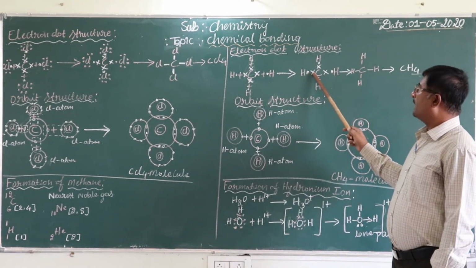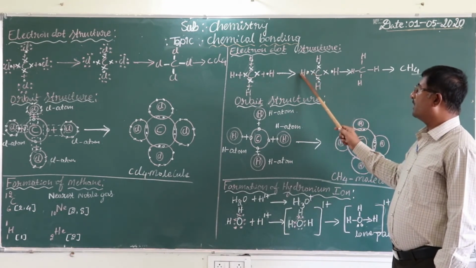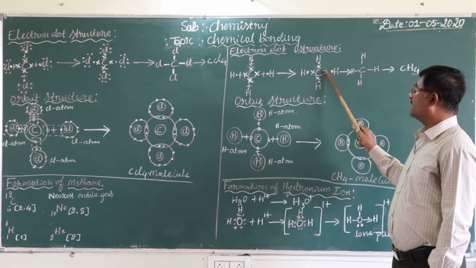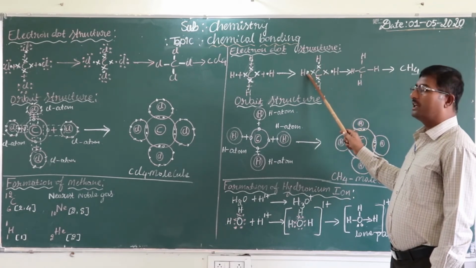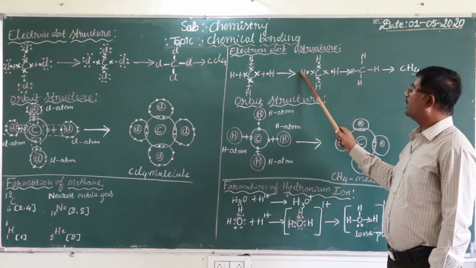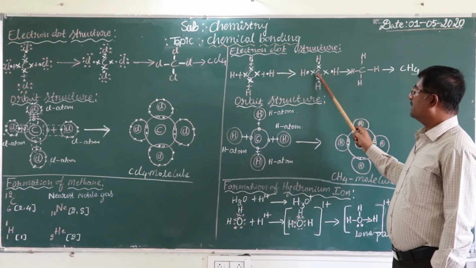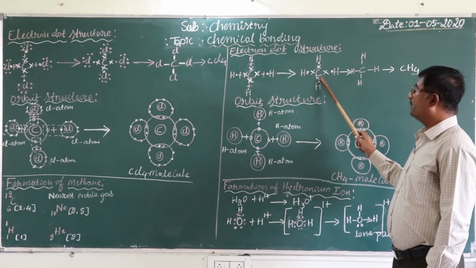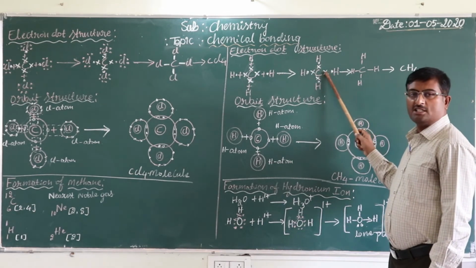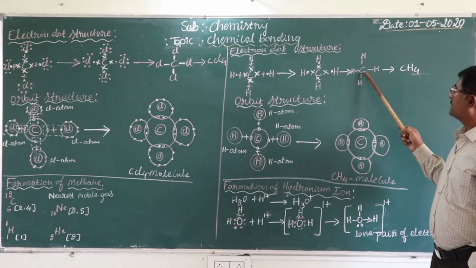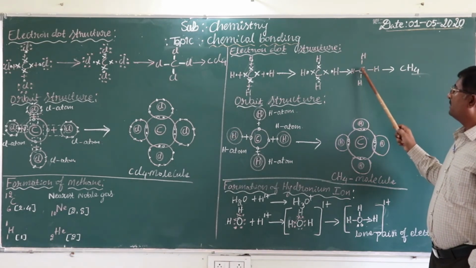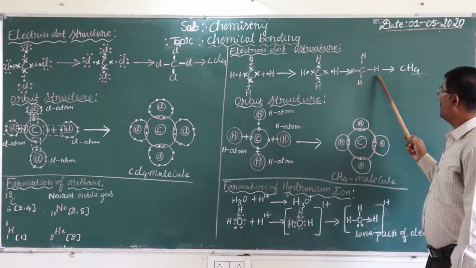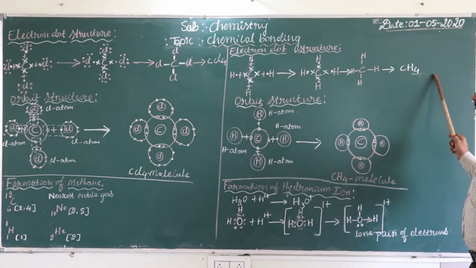See here, 2 electrons or 1 pair of electrons are shared between carbon and hydrogen. The X electrons I have written are given by carbon. These electrons belong to carbon. The dots I have written belong to hydrogen. Between each carbon and hydrogen atom, 1 pair of electrons is shared. So when 1 pair of electrons is shared, 1 single bond formation will take place between hydrogen and carbon, and what we will get is the CH4 methane molecule.